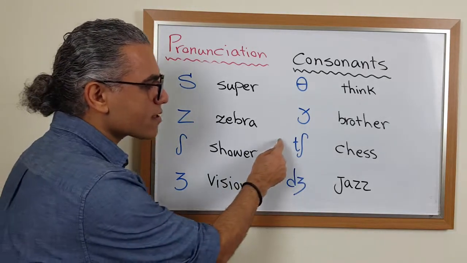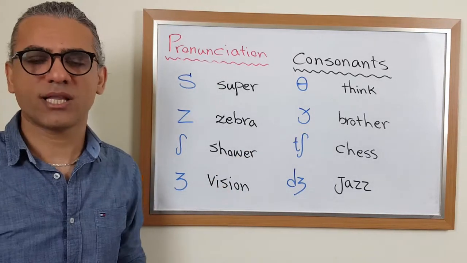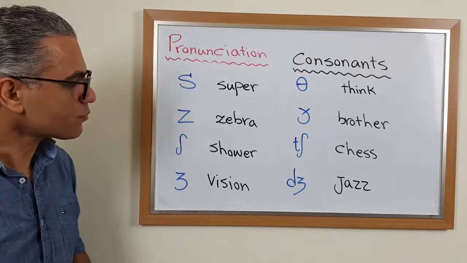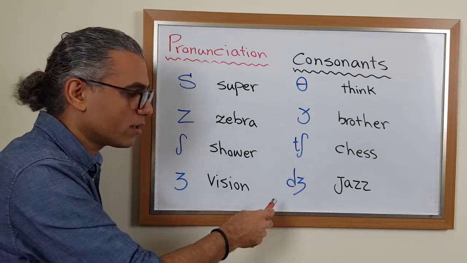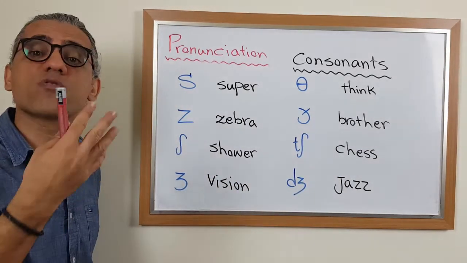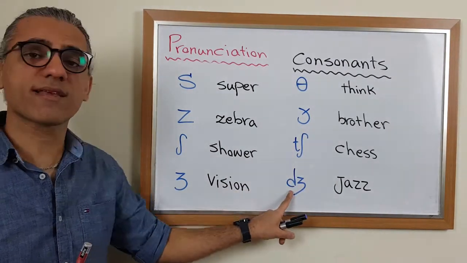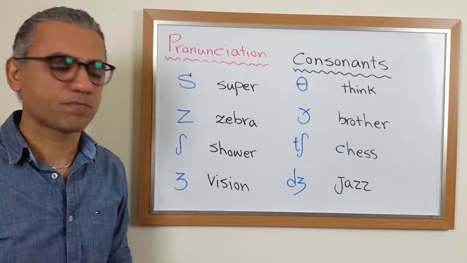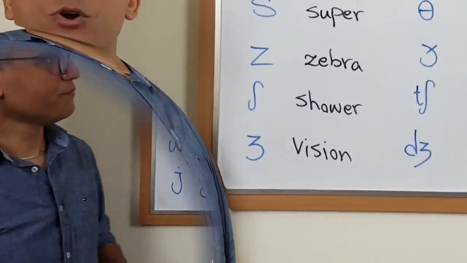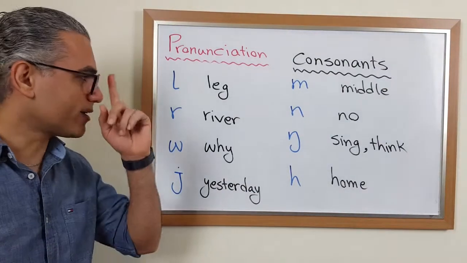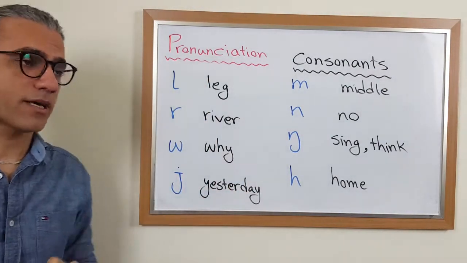This one, actually, this is one symbol. This is pronounced ch, like chess. And the last one, actually, this is one symbol. This is not a combination of two sounds. This is one sound. Ch. This is one sound, and it is j, like jazz, jaguar, and so on. Okay, we are almost done. These are the last ones of the consonants.